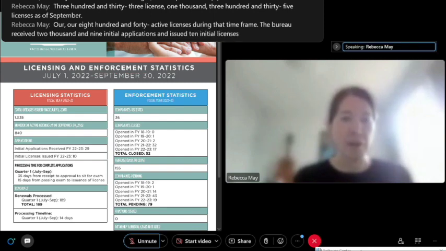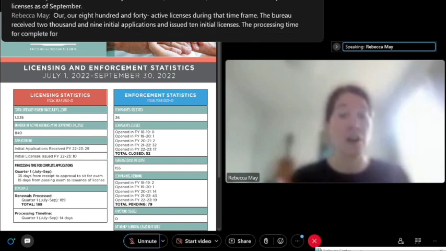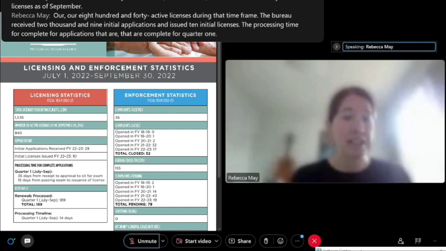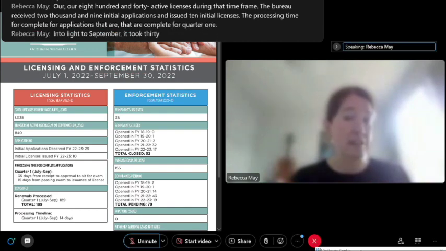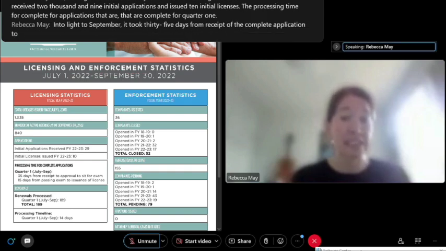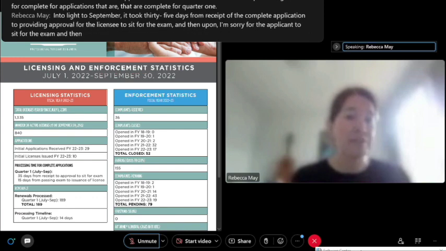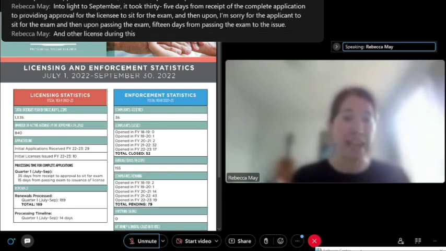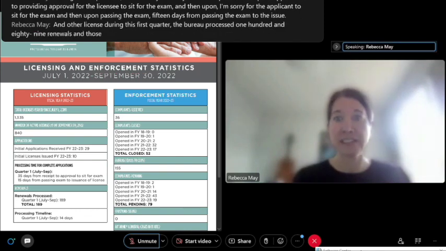The processing time for complete applications received in quarter one, July through September, was 35 days from receipt of the complete application to providing approval for the applicant to sit for the exam. And then upon passing the exam, it took 15 days from passing the exam to the issuance of a license. During this first quarter, the Bureau processed 189 renewals, and those averaged about 14 days.